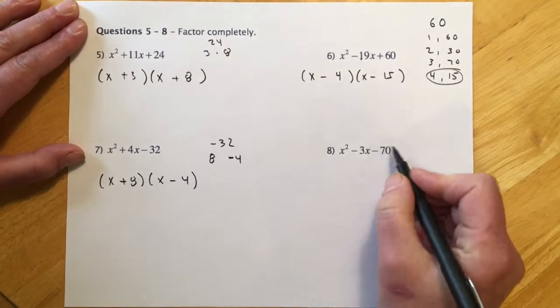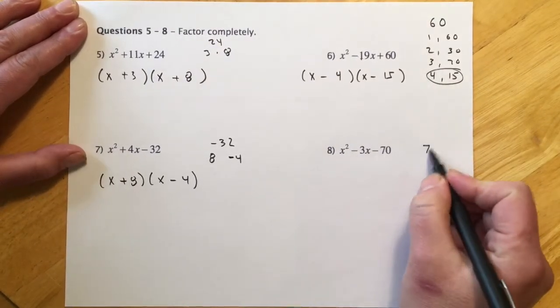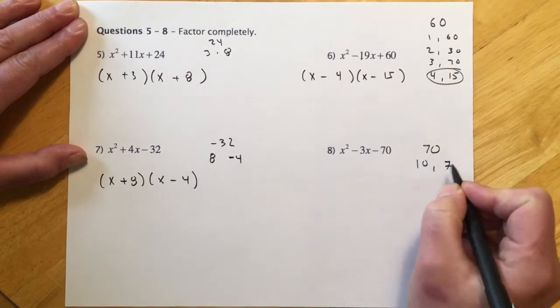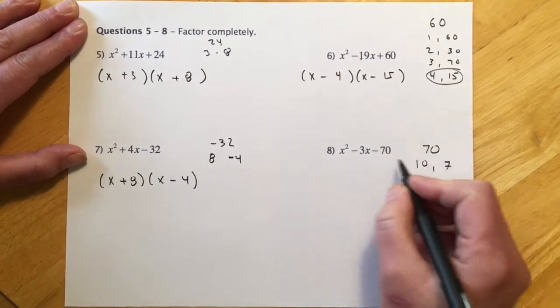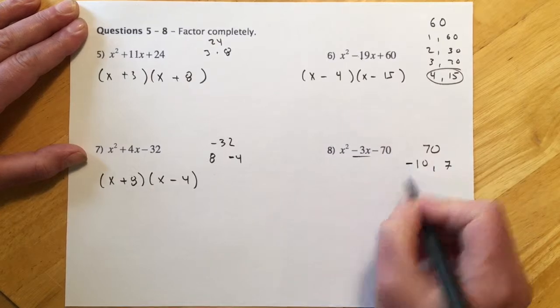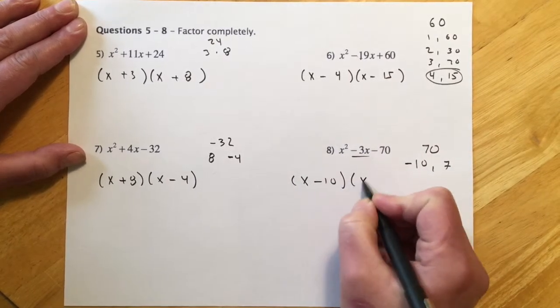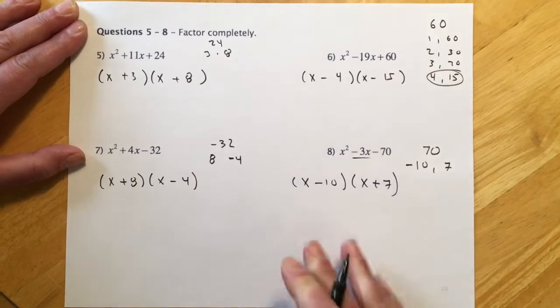Number 8, we need them to multiply to be 70, and we need them to be 3 apart. So then 10 and 7 jump out a little bit more if you think of them as the 3 apart. Middle term is negative, so big number's negative. And I got x minus 10 and x plus 7.